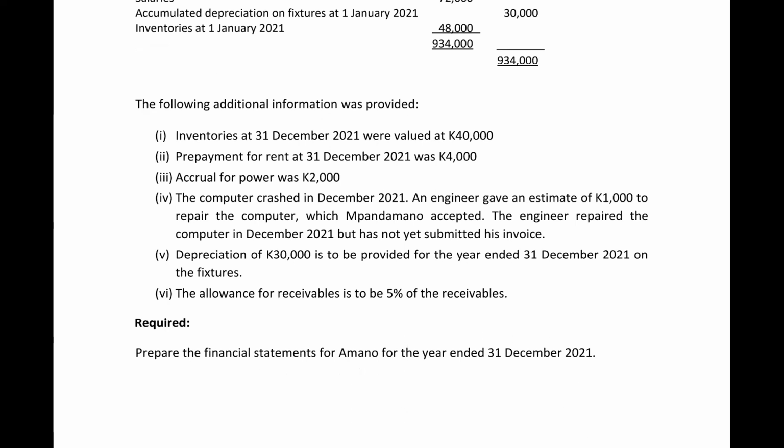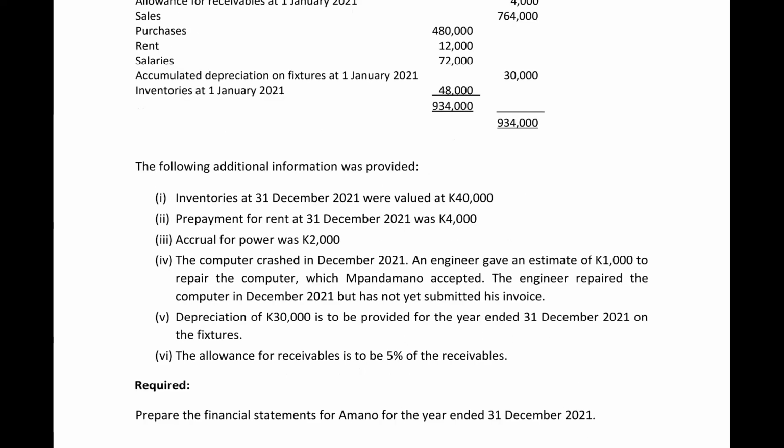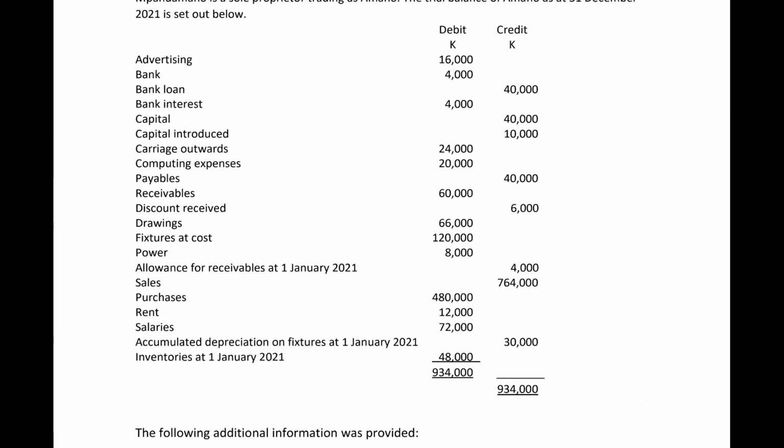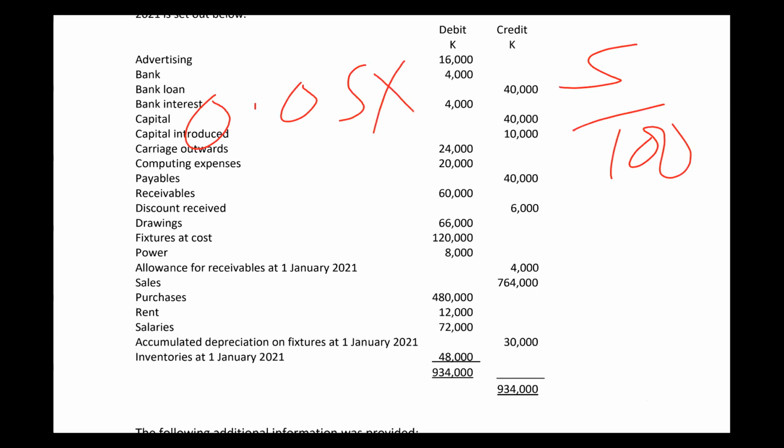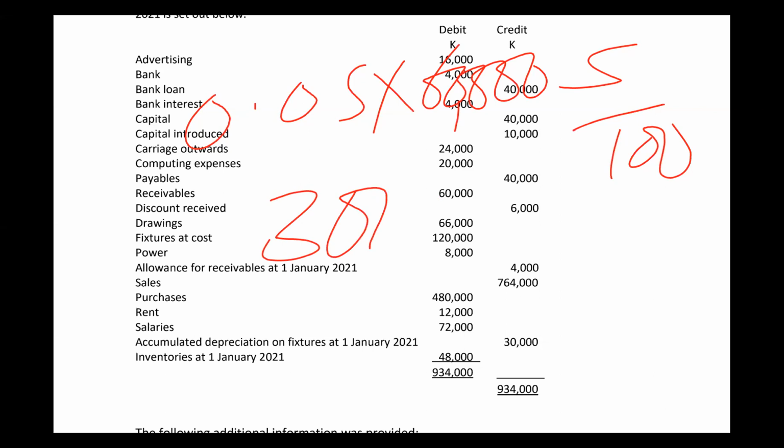So I was saying that the allowance for receivables is just 5% of the receivables. So you can get 5% of the receivables. 5%, which is 0.05. If you're finding it hard to get 0.05, you can say 5 divided by 100. That should give you 0.05. Multiplied by what? By the receivables. Your receivables are 60,000. So you multiply that by 60,000. How much is that? 3,000. Okay.